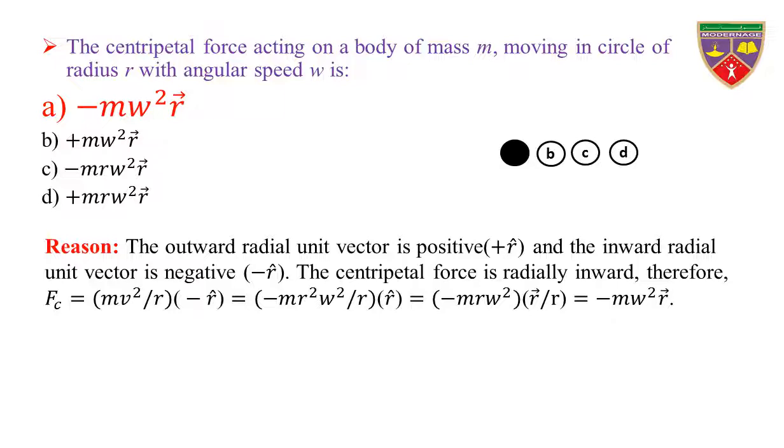Therefore, Fc is equal to mv square divided by r into minus r unit vector, which is equal to minus m r square omega square divided by r into r unit vector, which is equal to minus m r omega square into r vector divided by r, which is equal to minus m omega square r vector. Hence, the vector form of centripetal force is minus m omega square r vector.